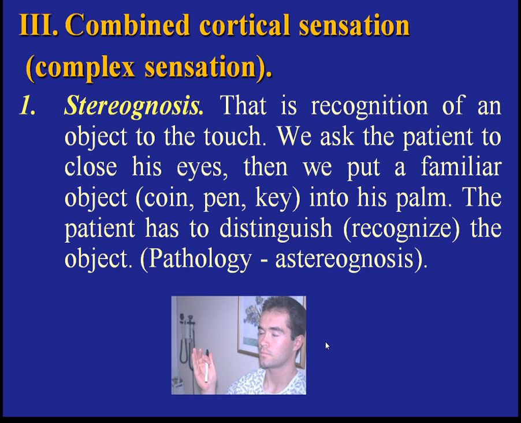And the third big group of sensory modalities, combined cortical sensation, or sometimes we say complex sensation. Why combined or complex, I will say a little bit later. Modalities. Stereognosis, that is recognition of an object by touch. We ask the patient to close his eyes, then we put a familiar object, coin, pen, key, into his palm. The patient has to distinguish, recognize the object. In case of pathology, we say astereognosis.